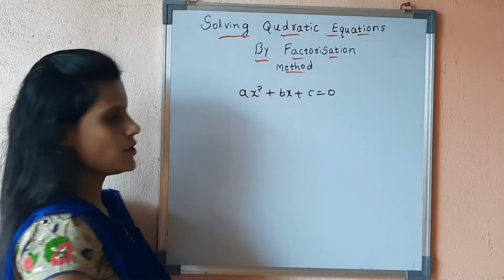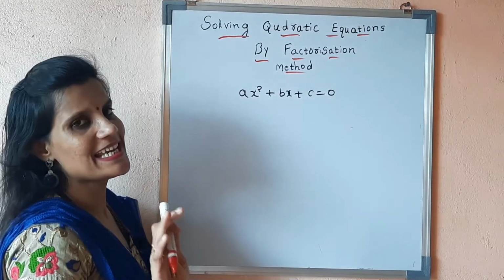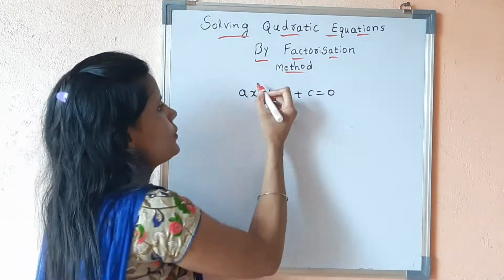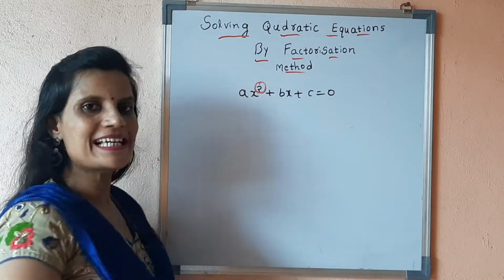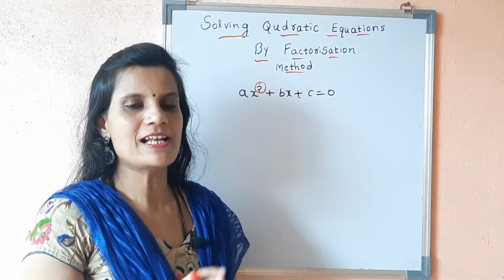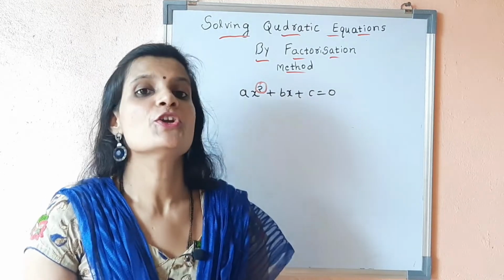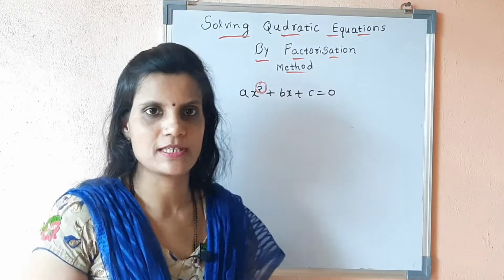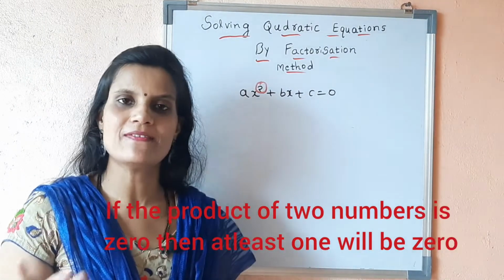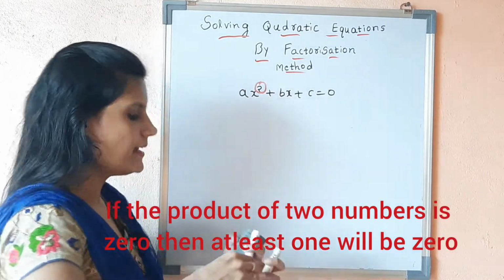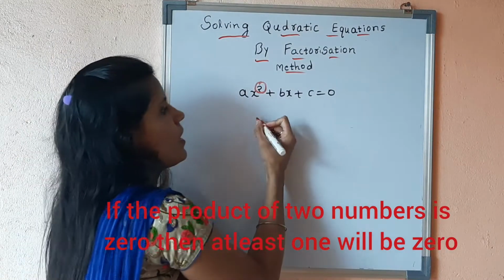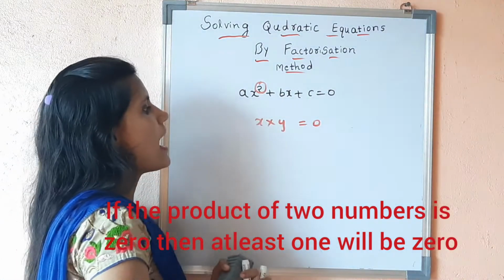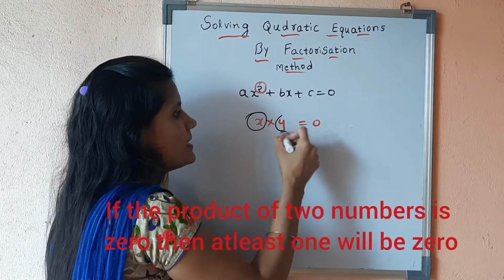Students, you all know that the highest index or power of a quadratic equation is 2. So that basically means at the end, while solving by a factorization method, you will get two solutions or two roots of the equation. Now one more condition has been given in your textbook: if the product of two numbers is 0, that means either one of them should be 0.